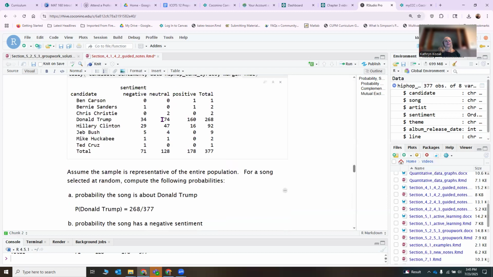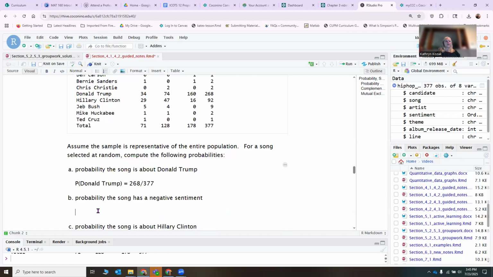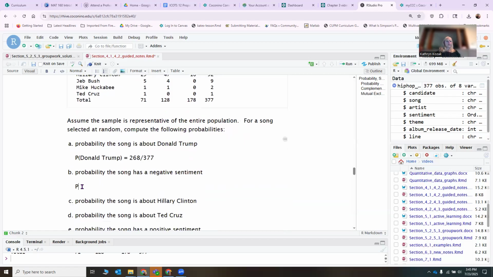All right, so now let's find the probability the song has a negative sentiment. So a negative sentiment is right here. There were 71 songs that were negative out of the 377. So that's the probability of negative, and that's 71 out of 377. So even though I haven't calculated these as decimals, I can tell that this number is much smaller than this one.